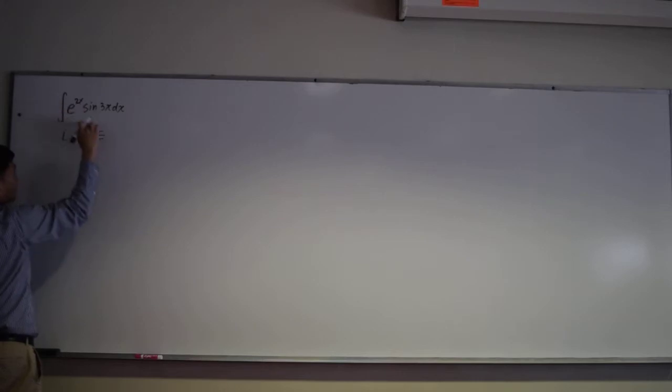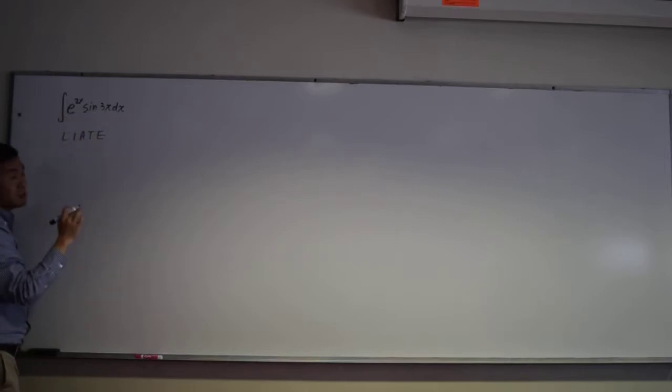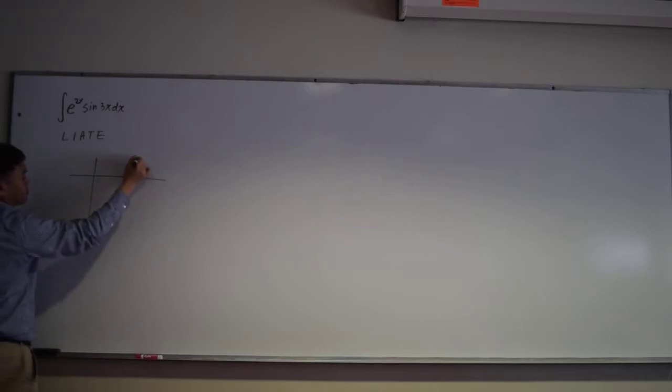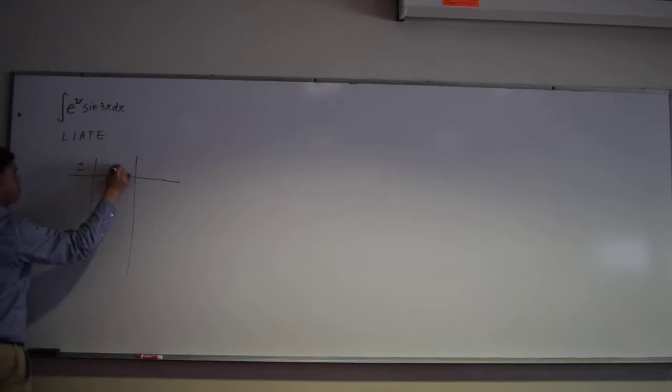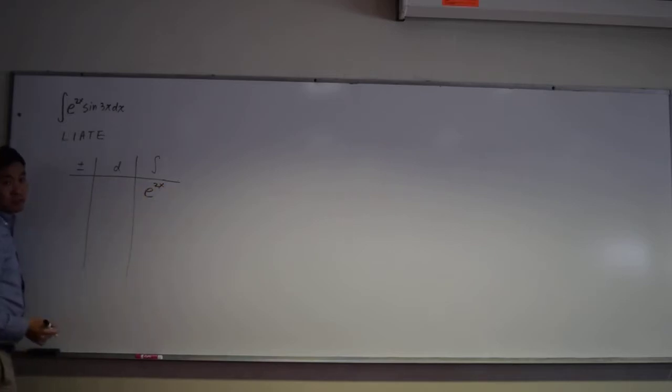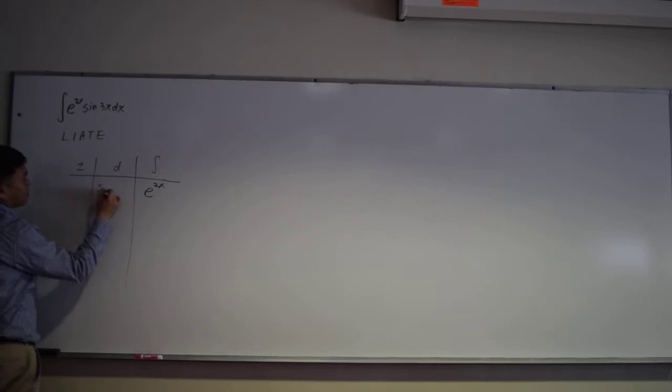Again, e is exponential and sine is trig, so this should be integrated because it's on the right. This should be differentiated because it's on the left. Let's make the table. Plus minus the integral. And then you have e to the 2x, we decided that this should be integrated. And sine 3x should be differentiated.